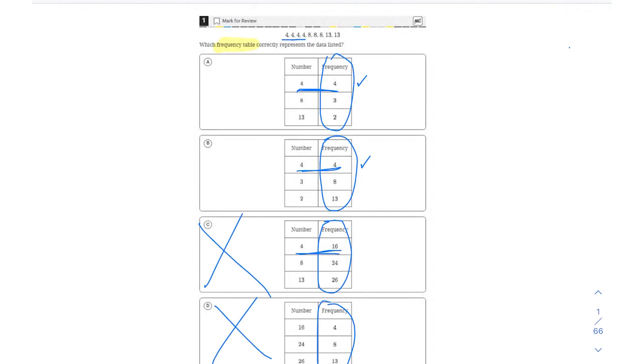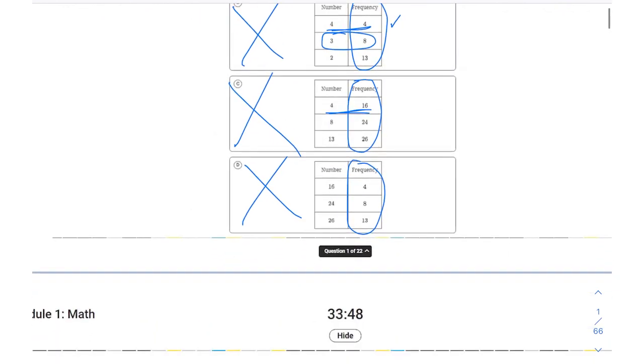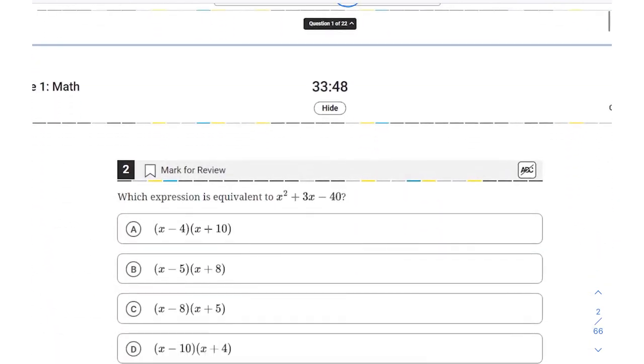And then continuing on, 8 shows up with a frequency of 3. There should be 3 8s here. The number 8 appears 3 times. That works. Answer choice B switches that around, suggests that there are 8 3s instead of 3 8s. So that's a no-go. Answer choice A is our correct answer for number 1. All right, so let's continue on.